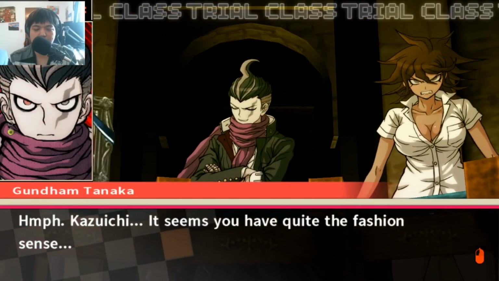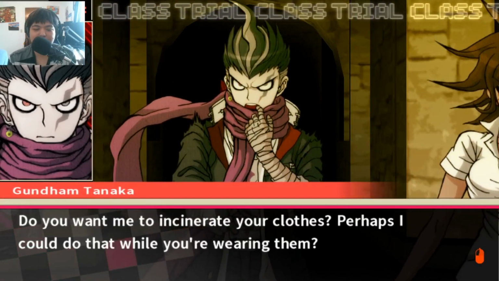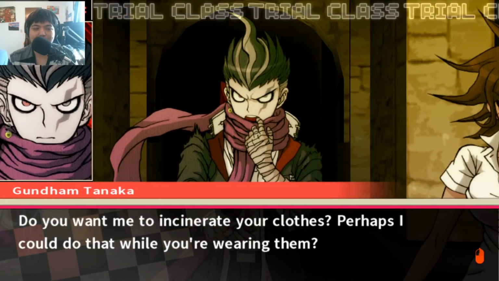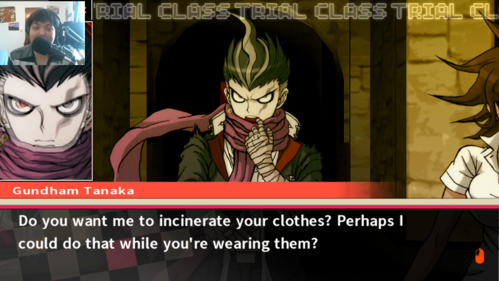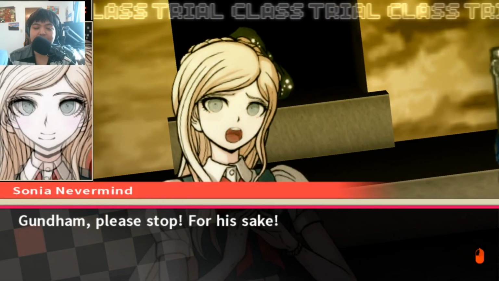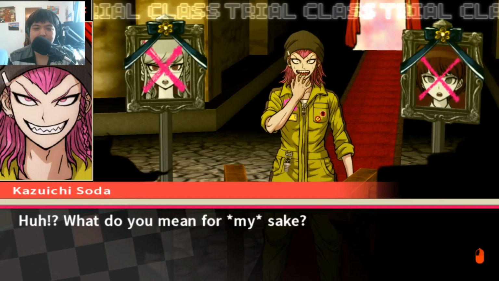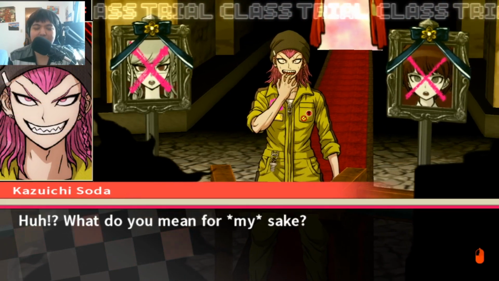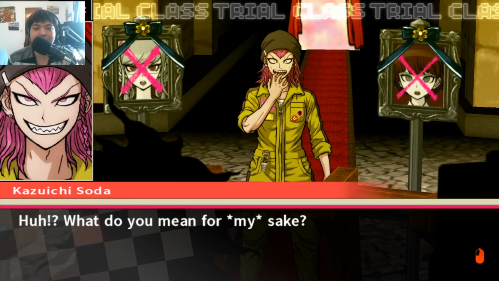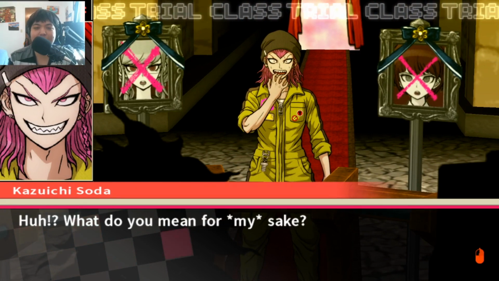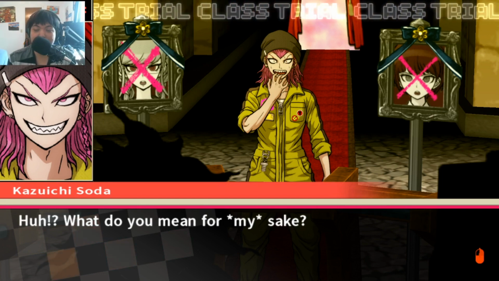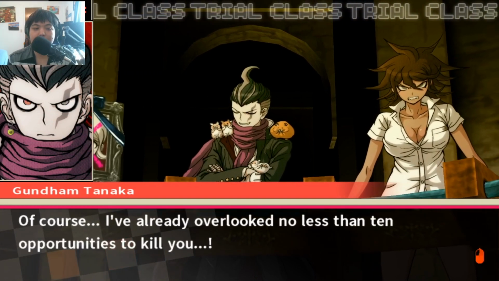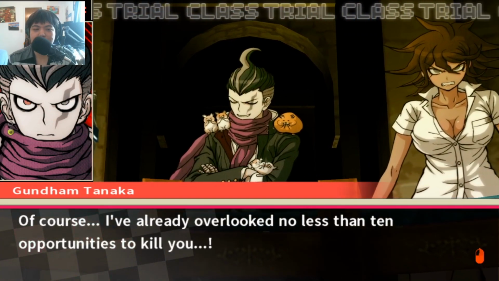Kazuichi, it seems you have quite the fashion sense. Do you want me to incinerate your clothes? Perhaps I could do that while you're wearing them. Is it really the time for this? But how can you incinerate it? It's not like you have magic or something. Gundam, please stop! For his sake. What do you mean, for my sake? Something tells me Kazuichi goes to Sonia that much. I don't know. I cannot say it. Of course. I've already overlooked no less than ten opportunities to kill you.